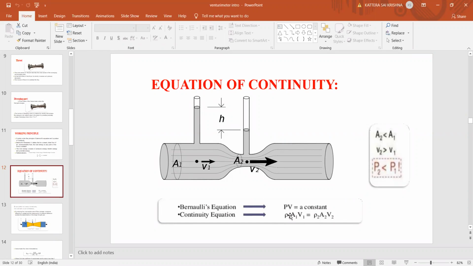Okay. So here, at section 1, the cross-sectional area is A1 and the velocity of the fluid is V1. And at the throat, the cross-sectional area is A2 and the velocity is V2. What happens here? The pressure will decrease in this convergent part, so automatically the velocity will increase. Velocity will be greater than V1 always. Initially it is V1 in the pipe; in this part, V2 will be greater than V1. Similarly, A2 is always less than A1. Next, P2 will be less than P1.